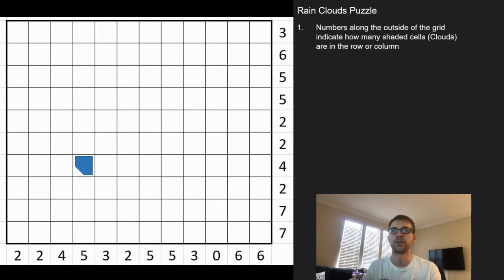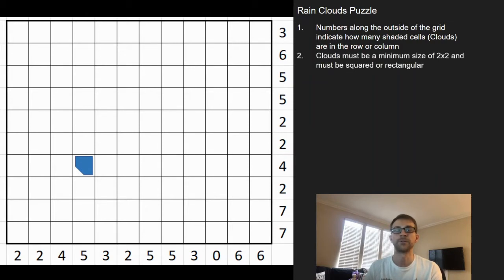The rules state that the numbers along the outside of the grid indicate how many shaded cells or cloud segments are in the row or column. Each cloud must be a minimum size of 2 by 2 and must be squared or rectangular. So it could be larger, it could be a 4 by 2 or 6 by 2 or 4 by 4, but at least it has to be 2 by 2.